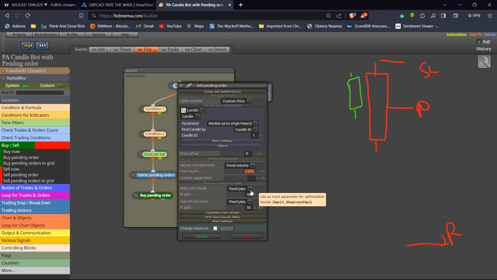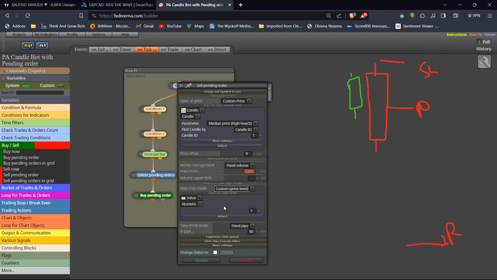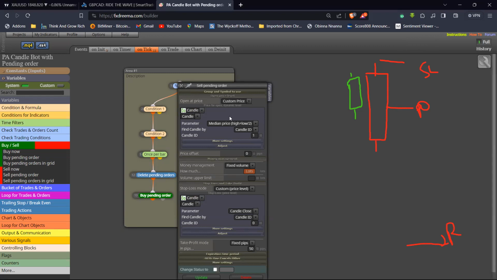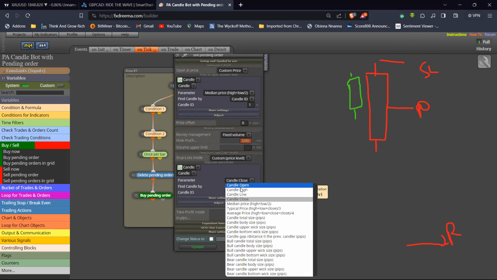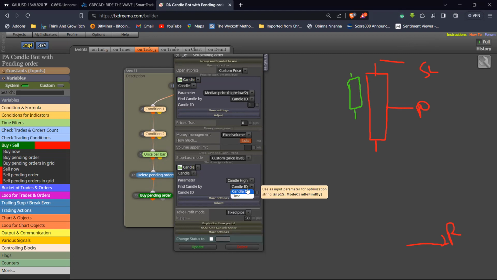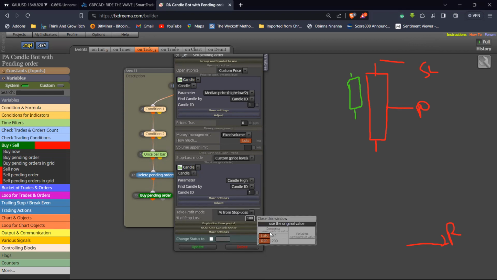For our stop loss, we're going to use custom price level, okay, because we want our stop loss to be the high of this candle. So we're going to select candle, okay, and then we're going to select the candle high in this case. So it will be the candle high, not open, and then we're going to select candle ID of 1. And then for our take profits, we're going to use a percentage from stop loss, which is 2 times our risk, that's 200%. And that's it.